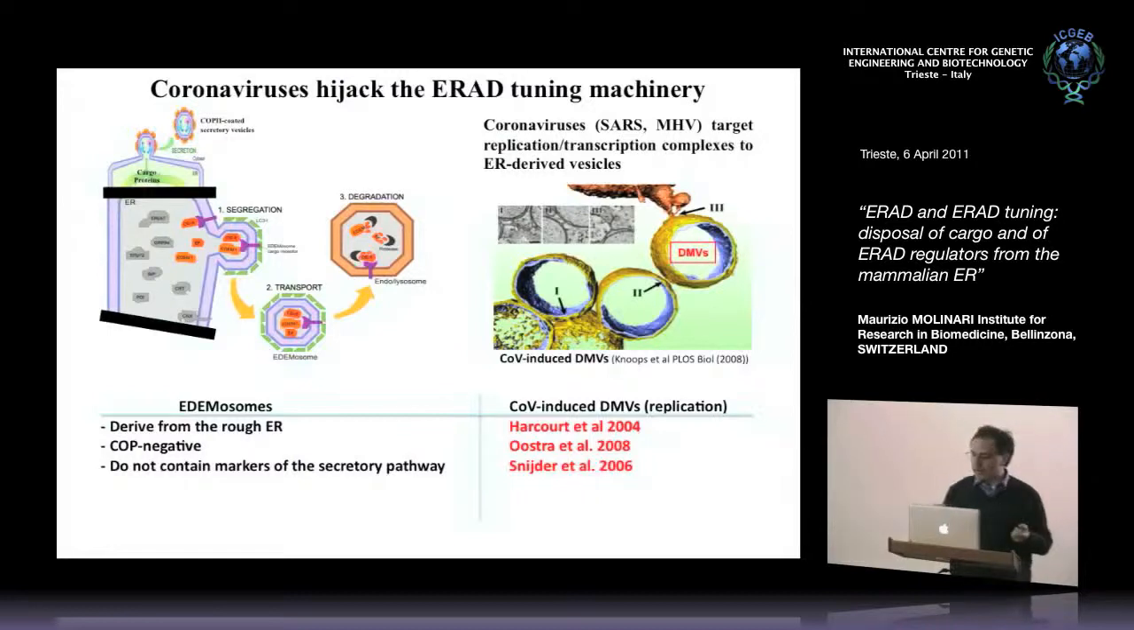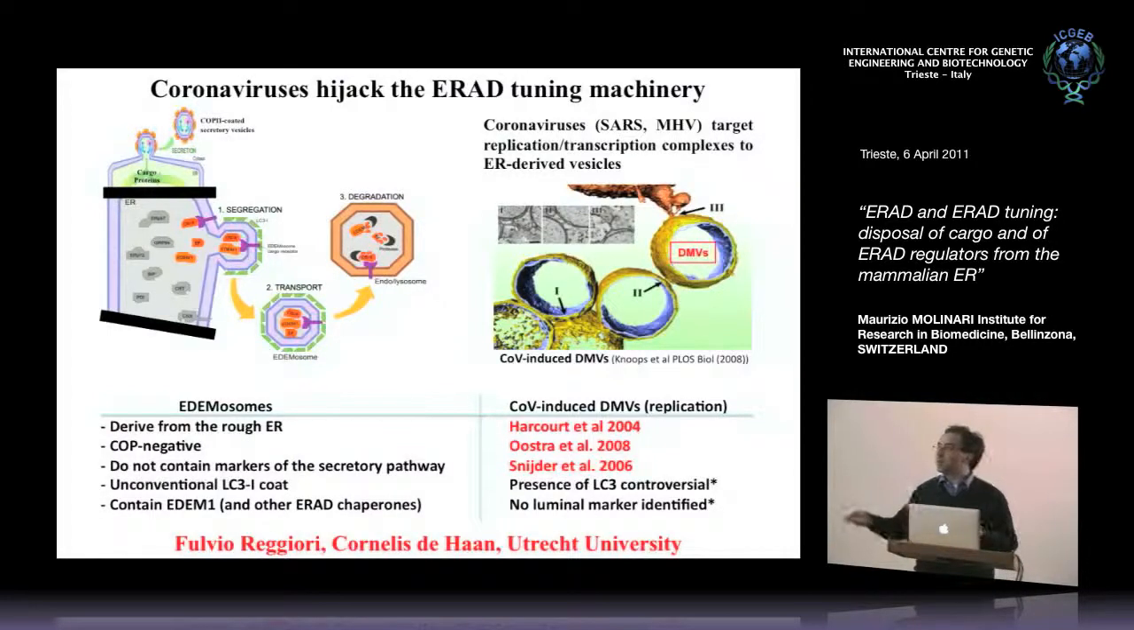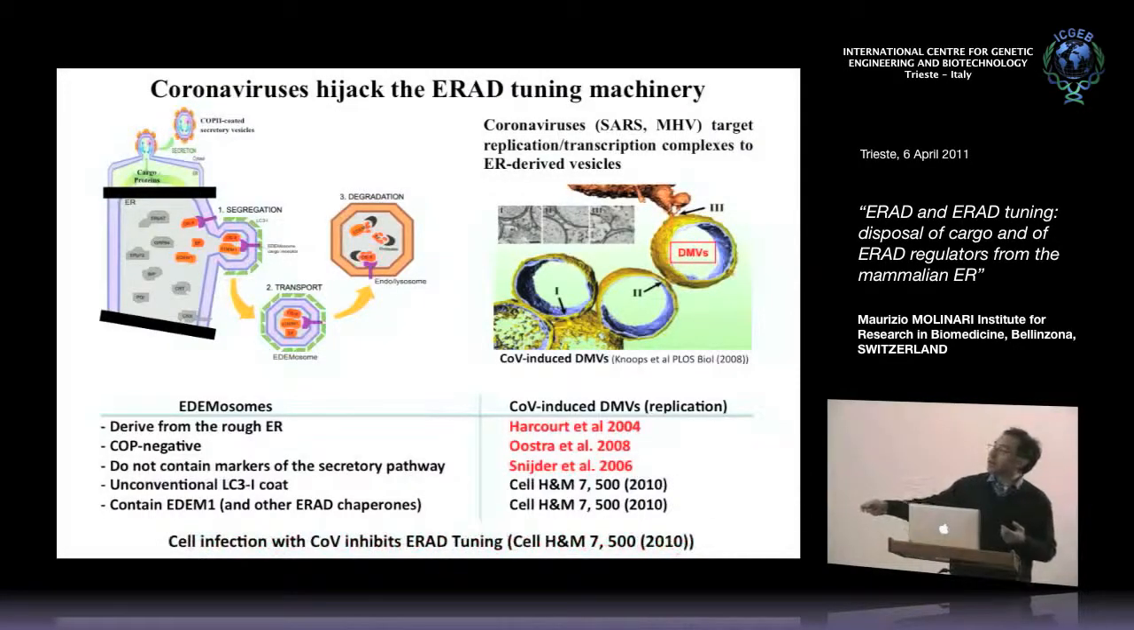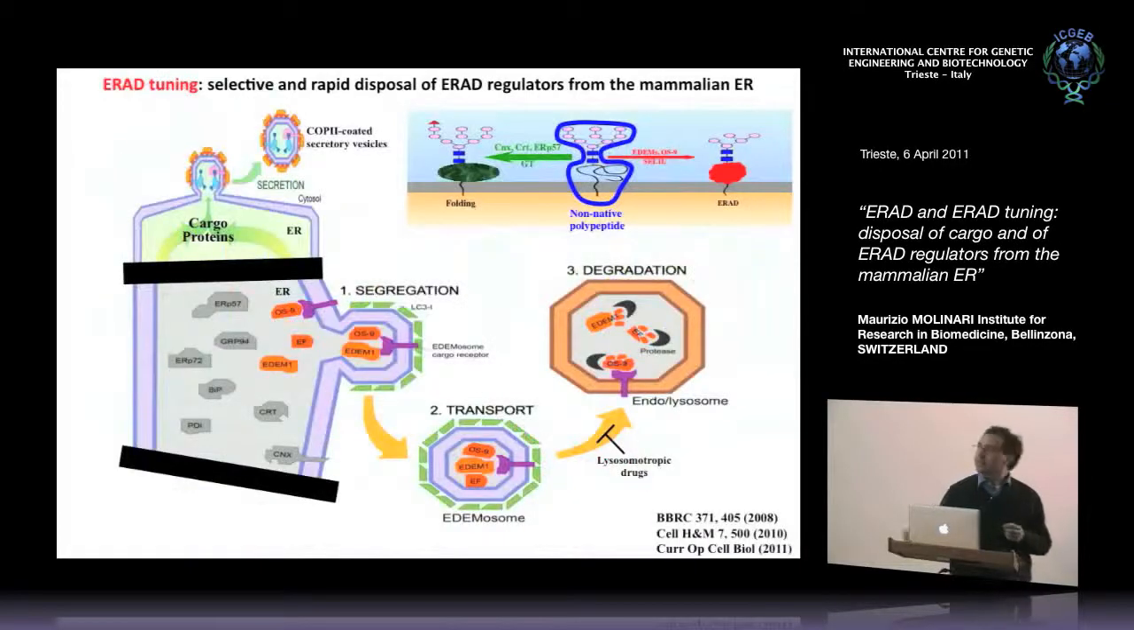So we contacted two groups working on coronavirus in Holland, Fulvio Reggiori and Cornelis de Haan, and we asked them, could you please try and see if in this vesicle you find EDEM? And there was EDEM inside. Then we asked, okay, could you please look if there is a SEC31 coat? And they could find a SEC31 coat. So what we think is that this mechanism that I am describing is hijacked by coronaviruses.